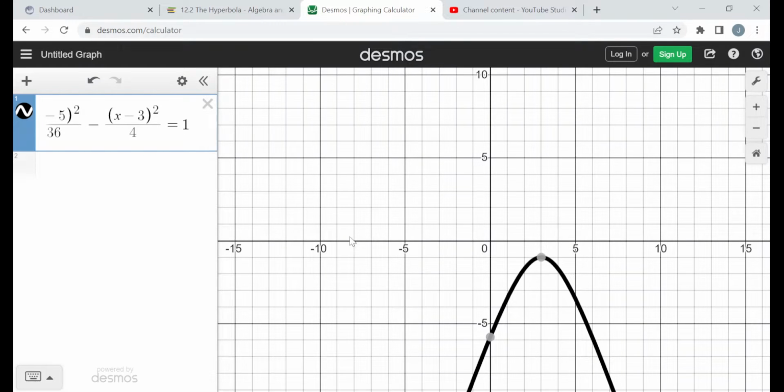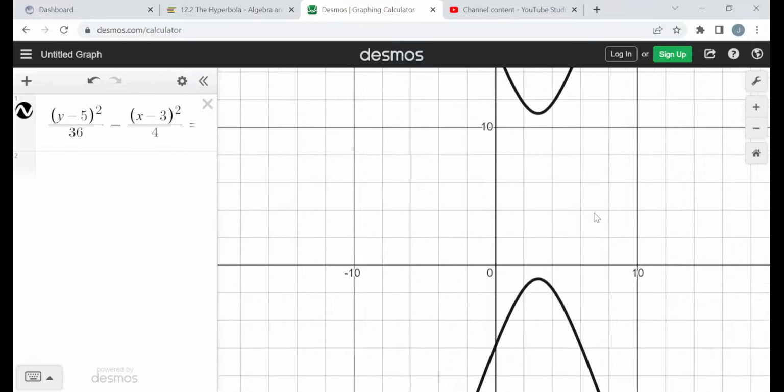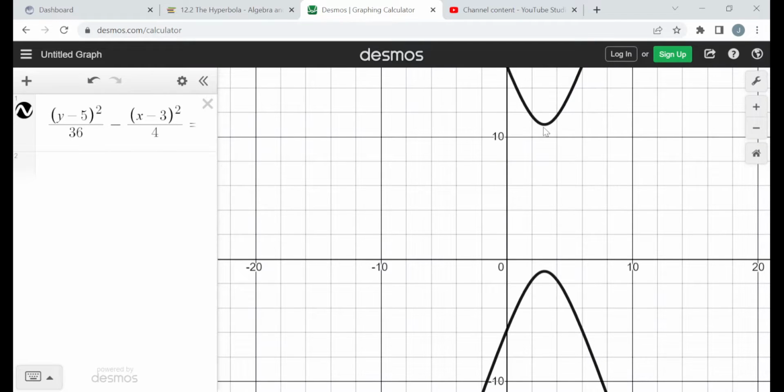Here, there's one branch, and the other one should be up here. Again, you can see the vertices. One's at 3, 11, like they told us, and then the other one should be at 3, -1. The center is at 3, 5. They said that. I'll plot 3, 5. Clearly, that's halfway between these two curves.